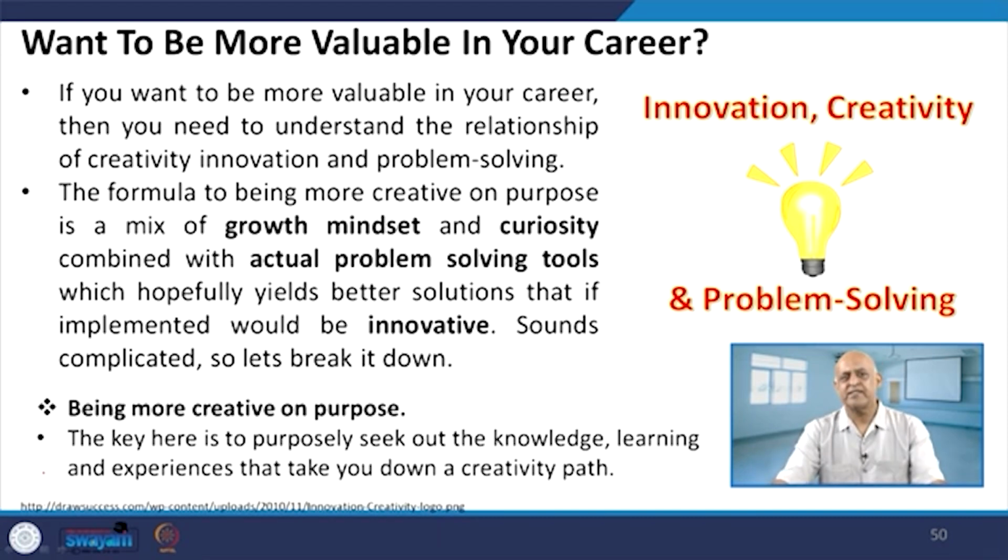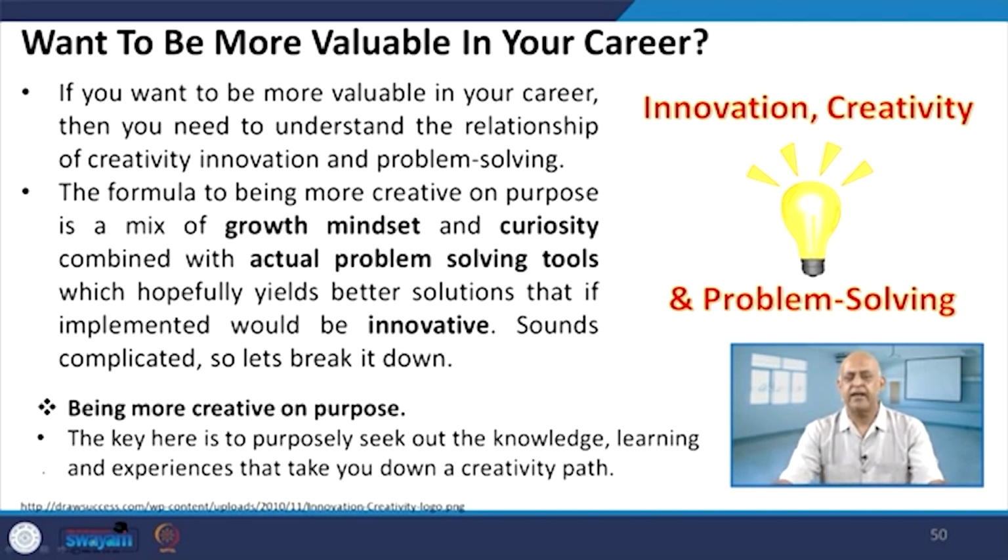Now, in many organizations we find that people are not voluntarily coming forward for solving these problems, with the growth mindset and the curiosity. If that is not the culture, then problem solving will not be there, and hopefully the better solutions, if implemented, would be innovative. So, it sounds complicated, so let us break it down. How to be more creative on purpose? Seek out the knowledge, learning and experiences that take you down a creative path.